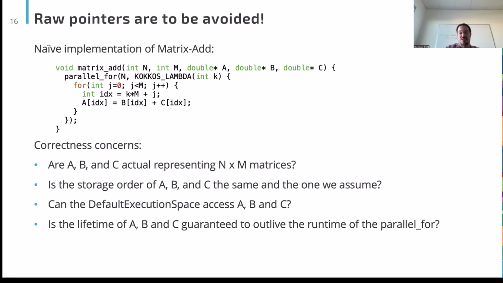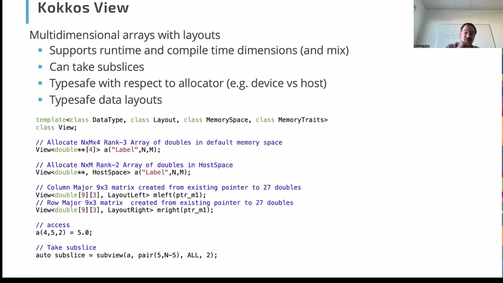But there is a bunch of correctness concerns. How do you know that A, B, and C actually are representing n by m matrices? How do you know that they are all the same length, that it's associated with this n and m, that the caller didn't make a mistake? Is the storage order of A, B, and C the same, and the one we assume? This index calculation here essentially says we have a very specific storage order. Can the default execution space actually access A, B, and C? Is the lifetime of A, B, and C guaranteed to outlive the runtime of the parallel_for? Who knows? Now, the way we're going to solve that is with Kokkos View.